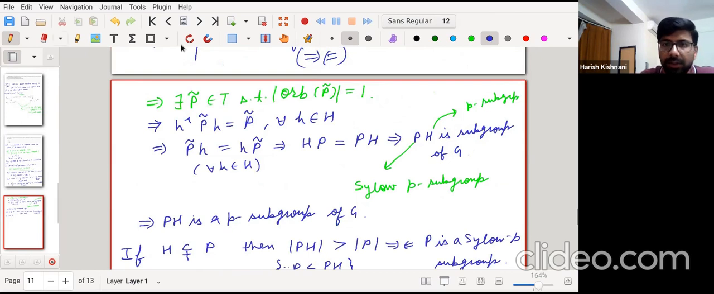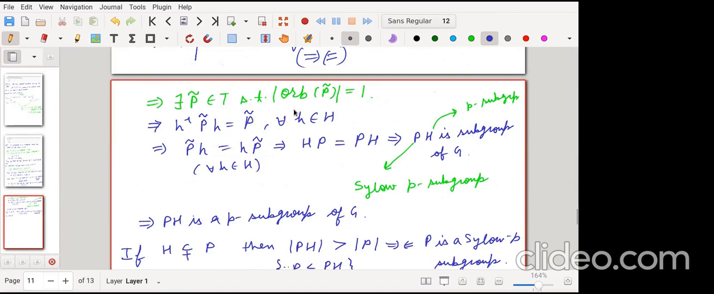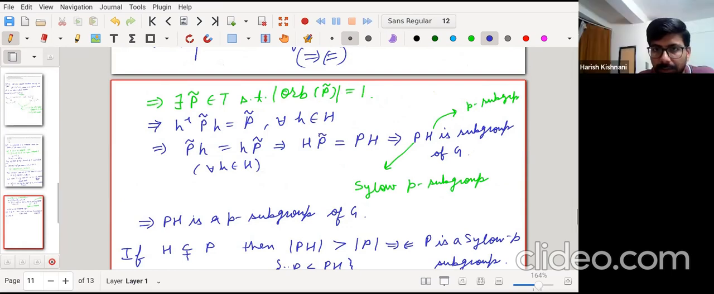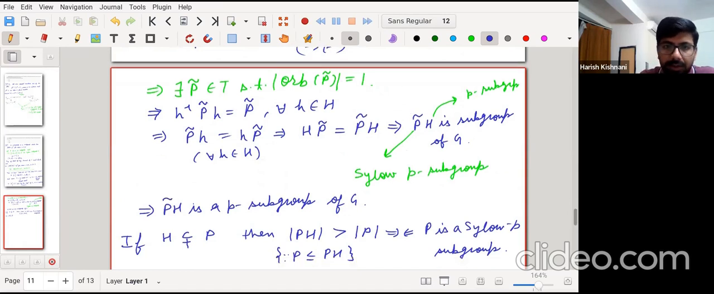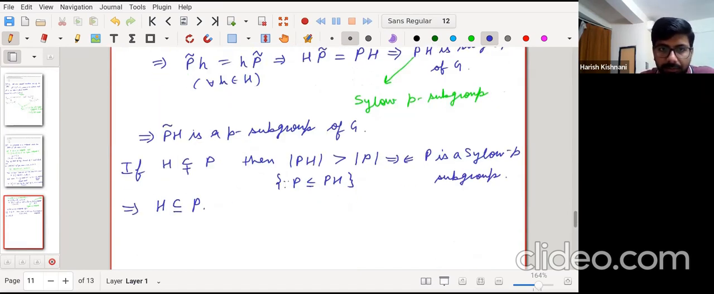A small notational mistake I have made. We were using P delta for this specific subgroup, the subgroup whose orbit is P delta. So I can't use P here. Everywhere here should be P delta, P delta, P delta. So that's it.